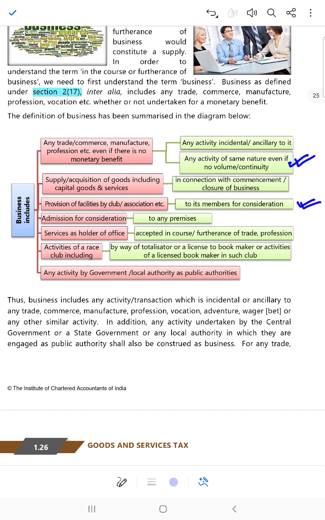Admission for consideration to any premises. So if there is a fee for admission to any premises, an entry fee, then GST would be leviable.